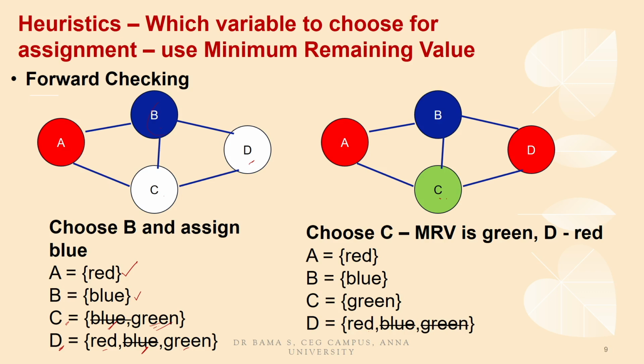So, this is one example of using minimum remaining value with the forward checking method. Why it is called forward checking is because at the first instance we are assigning all the values to the domain and then using minimum remaining values we are reducing one by one. The next heuristic is the degree heuristic.